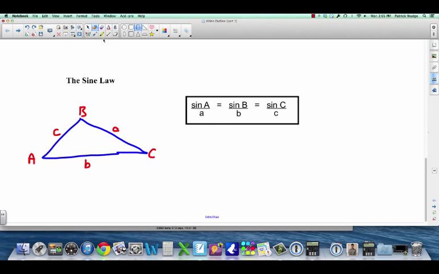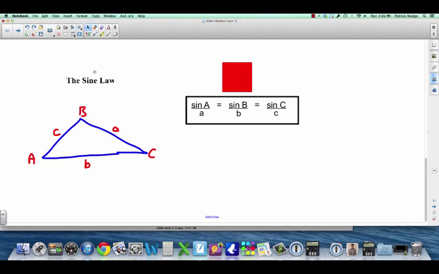Okay, so the reason for that is because you're only going to look at two parts of this formula here. For example, I could cover this up, and then the equation would be sine A divided by A equals sine B divided by B. That would work. Or I could cover this up, ignore that, and I'd have sine B over B equals sine C over C. Or I could cover this up, and I'd have sine A over A equals sine C over C. Any of those three equations or formulas I just talked about will work.